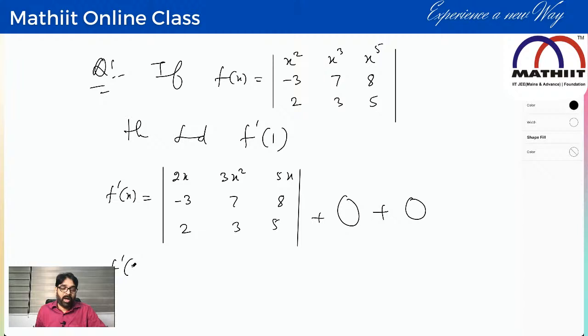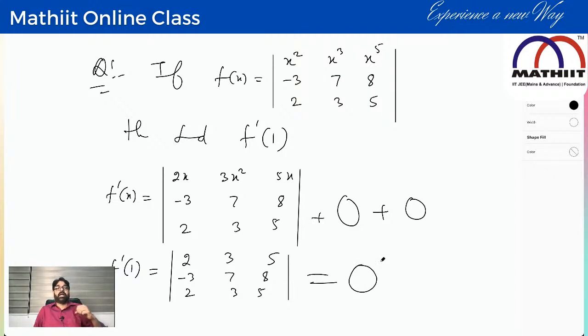So f dash 1 will be what? Replace x by 1. So this will become 2, 3, 5, minus 3, 7, 8, 2, 3, 5. You can see this first row and third row are same, so the determinant value will be 0. This is the answer.